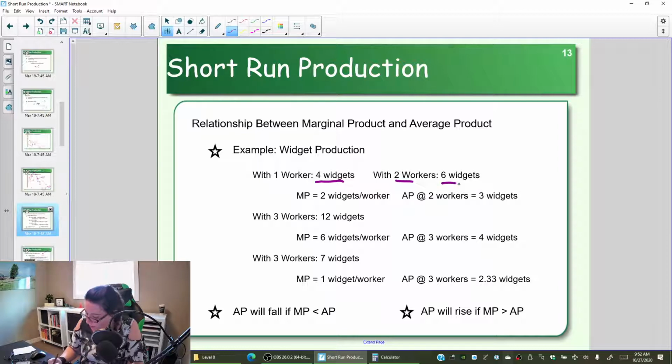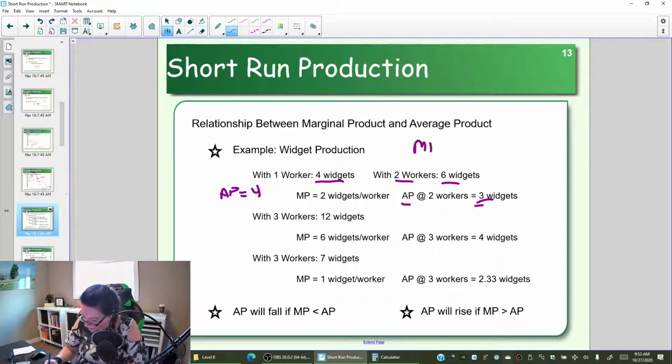With 2 workers, total product is 6 widgets. So at the 2 workers, the average product, so 6 divided by 2, is 3. Okay. Now, before, the average product, 4 widgets divided by 1 worker, is 4. When we go from 1 worker to 2 workers, we're adding a worker.